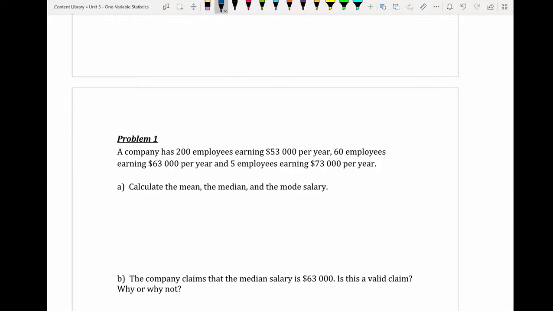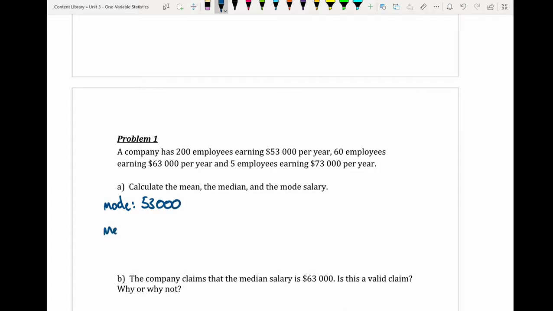So in problem 1, a company has 200 employees earning $53,000 per year, 60 employees earning $63,000 per year, and 5 employees earning $73,000 per year. We want to calculate the mean, the median, and the mode. So the mode is going to be the easiest one because I want to know which one occurs the most. And if I look at that, the one that occurs the most is 200 employees earning 53,000. So the mode for salary is going to be 53,000.